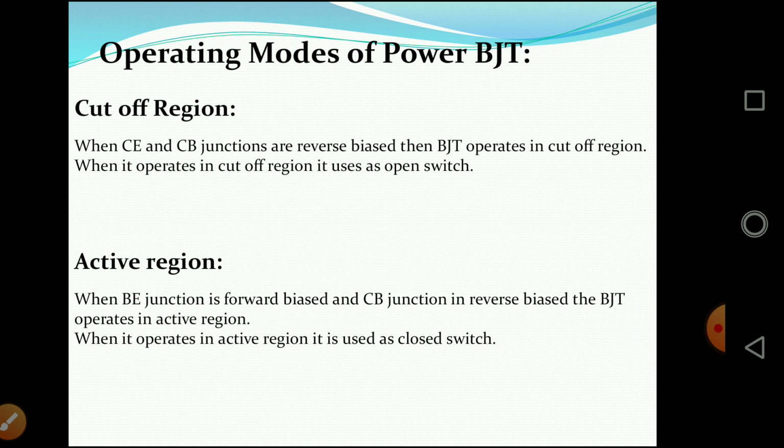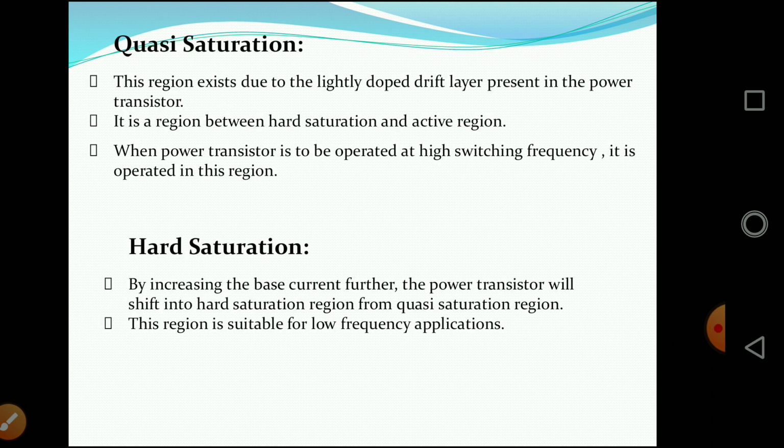Next, active region. When the BE junction, base to emitter junction, is forward biased and the collector to base CB junction is reverse biased, then the BJT operates in active region, and during active region it is generally used as an amplifier. So basically for the active region it is a closed switch, but it can be used for amplifier applications.